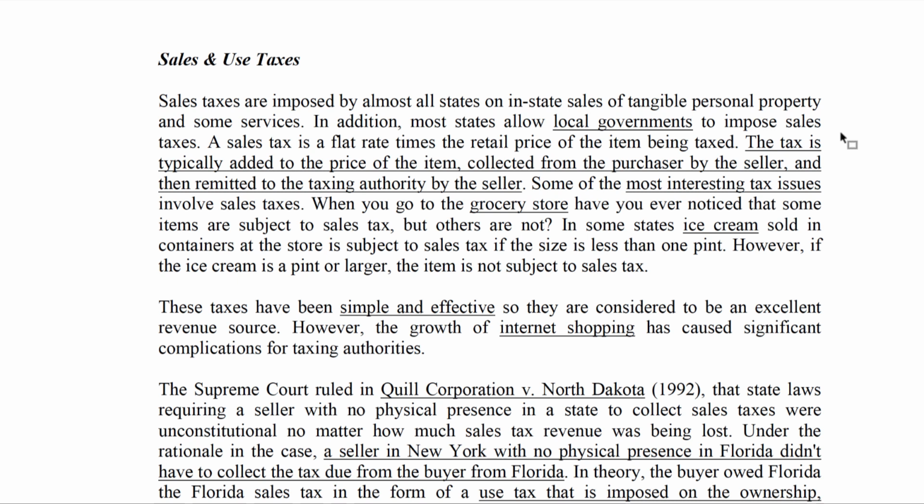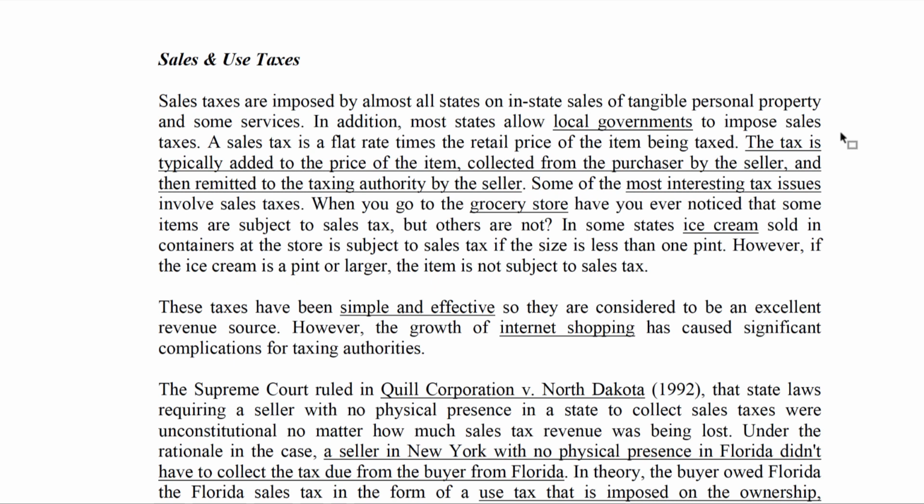Of course, sales tax is what you mostly hear because most transactions are really subject to the sales tax. But again, the use tax is really kind of the backstop if you get around the sales tax. So generally speaking, sales taxes, you see them being collected at the point of sale. That's the general rule. Now, there's a lot of interesting tax issues involving sales taxes.